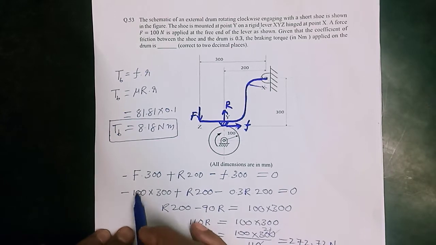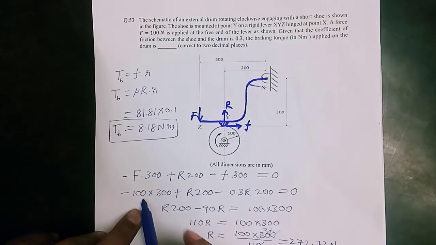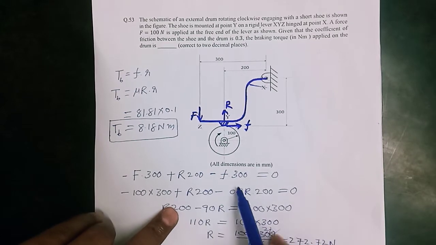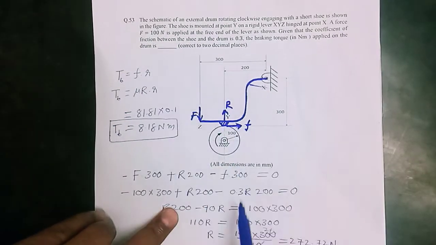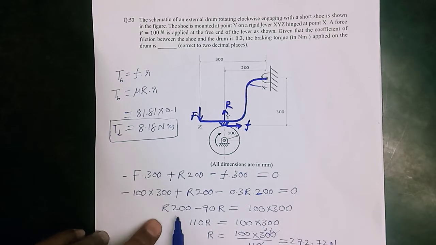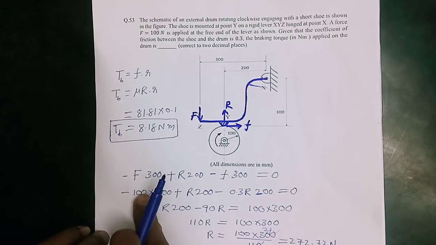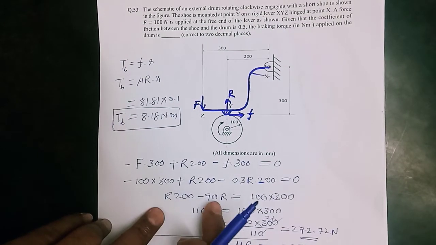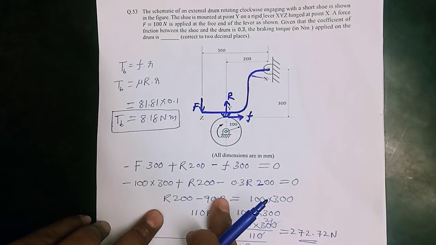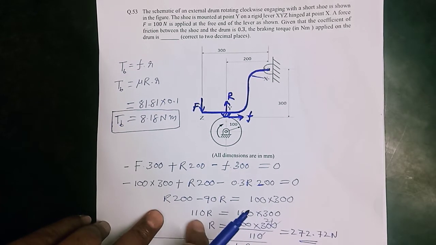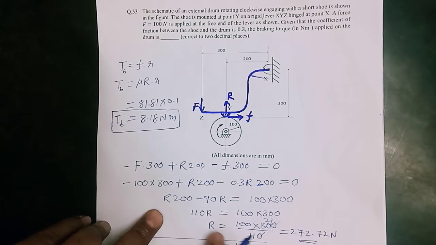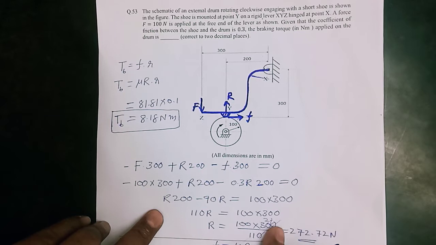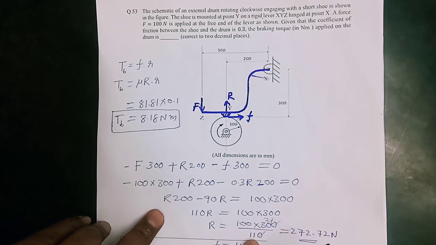Substitute the value of 100 here and substitute the mu value 0.3, and we get this. Take this value to the other side: 100 into 300 equals R into 200 minus R into 90. Subtracting these two, we get 110. So R is equal to 100 into 300 by 110, so we get 272.72 newtons. That is the R value.